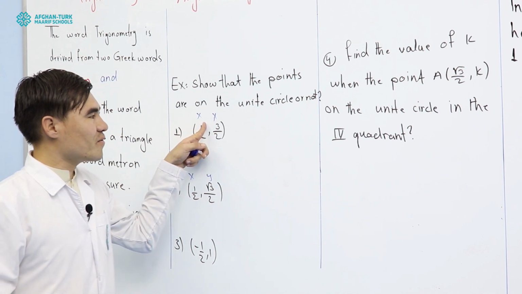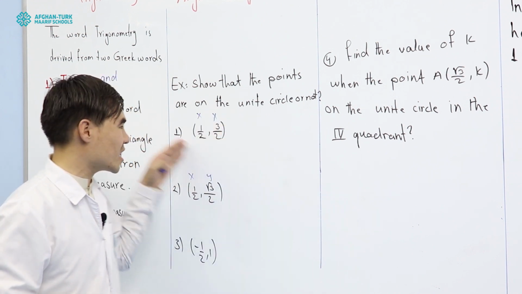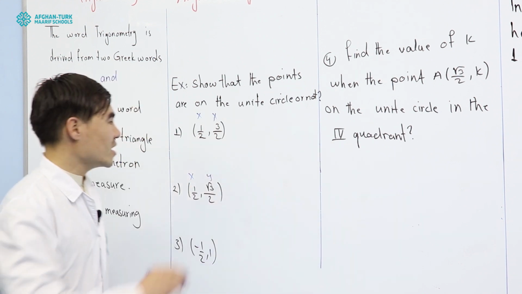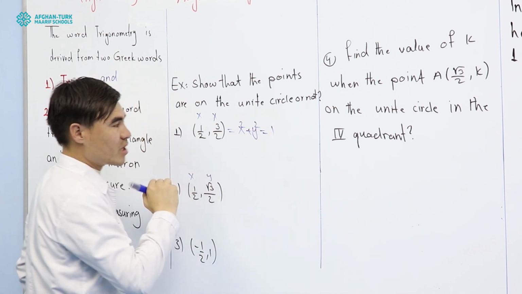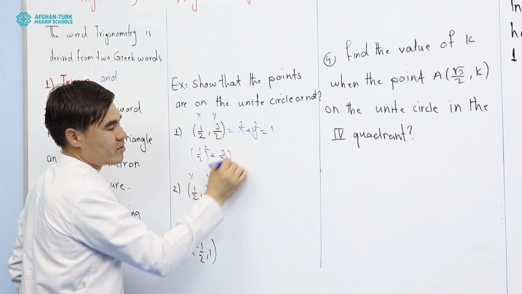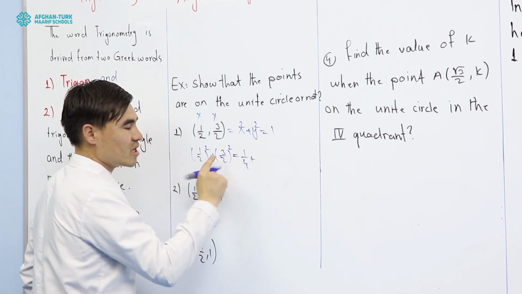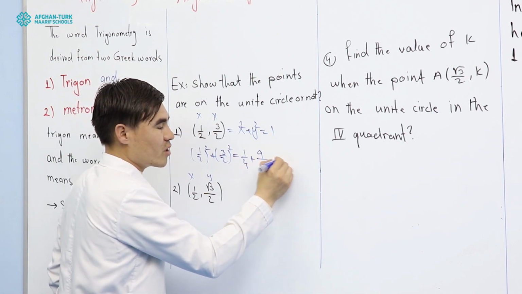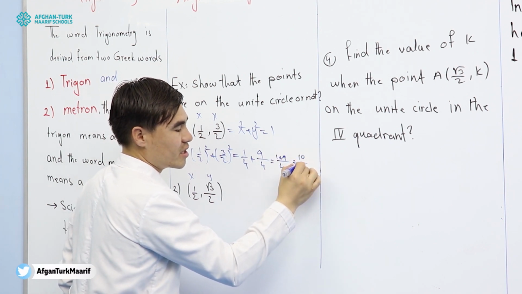Here, x squared plus y squared must be equal to the number 1, which means the given point is located on the unit circle. Let me check. x squared plus y squared is equal to 1. Here, (1/2) squared plus (3/2) squared is 1/4 plus 9/4. When I simplify, 1 plus 9 will be 10 over 4.